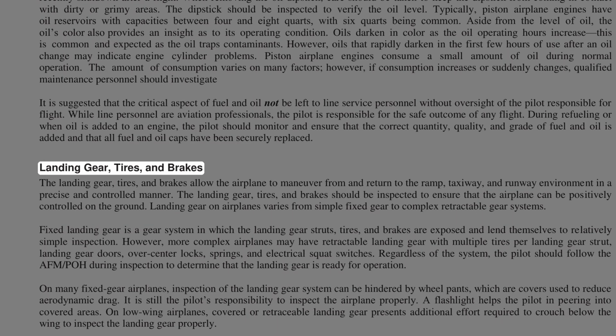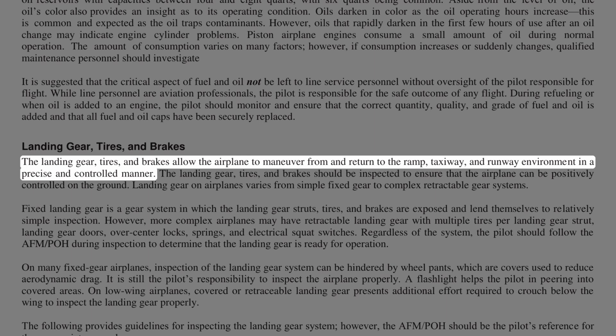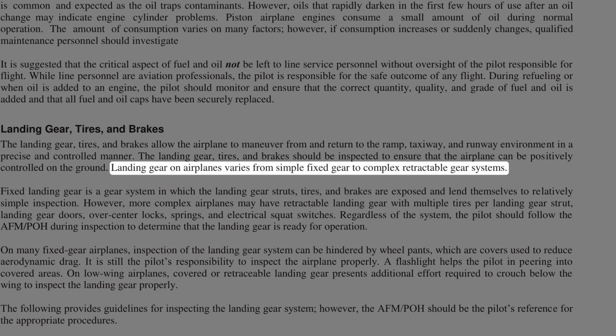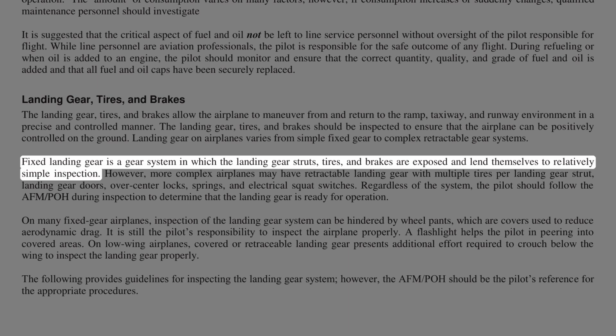Landing gear, tires, and brakes. The landing gear, tires, and brakes allow the airplane to maneuver from and return to the ramp, taxiway, and runway environment in a precise and controlled manner. The landing gear, tires, and brakes should be inspected to ensure that the airplane can be positively controlled on the ground. Landing gear on airplanes varies from simple fixed gear to complex retractable gear systems. Fixed landing gear is a gear system in which the landing gear struts, tires, and brakes are exposed and lend themselves to relatively simple inspection.